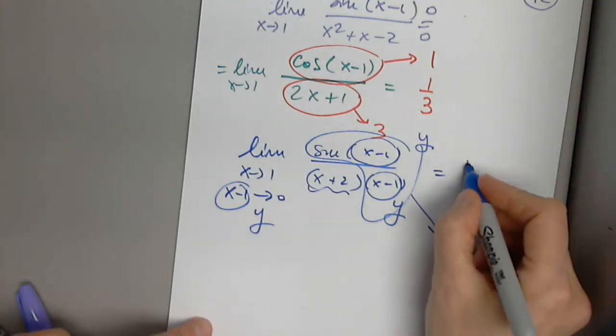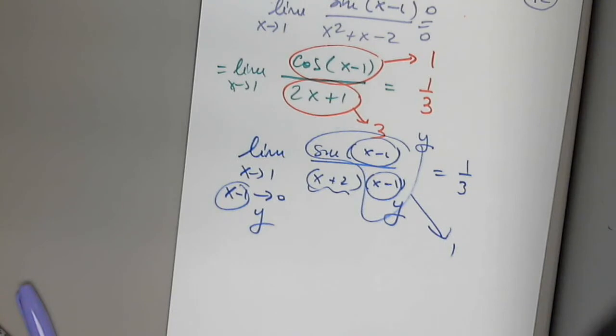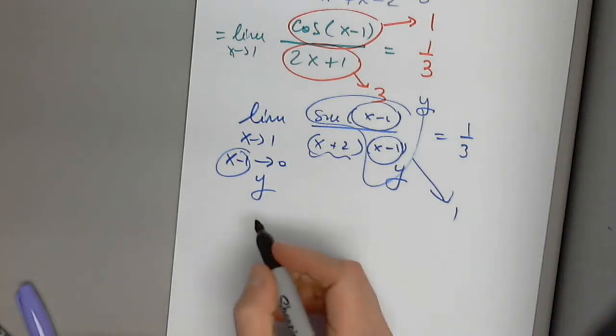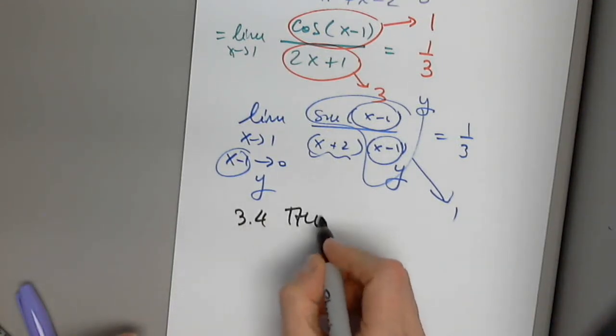I completely agree. You can always change the variable the way you like, but you cannot have two variables in the same function. So once you change this into y, then you have to replace this x by y plus 1. But yes, I accept that. It's very good. Good. 3.4, the chain rule.